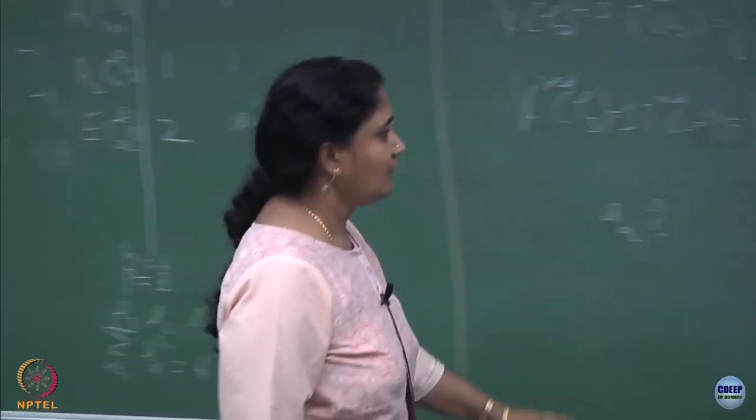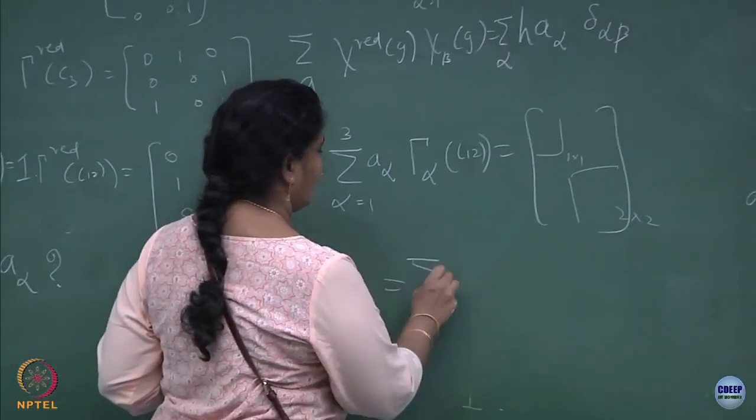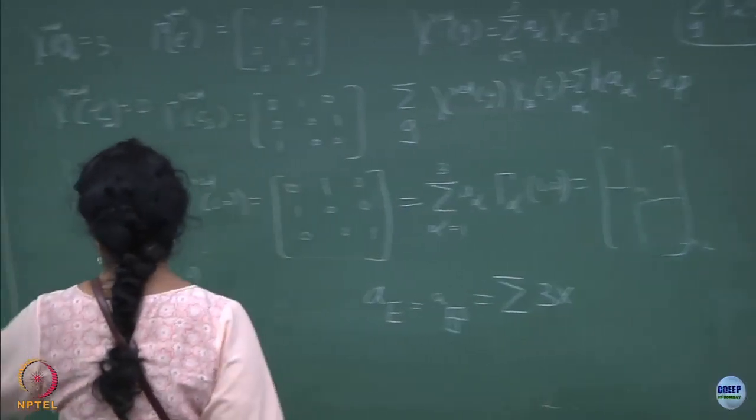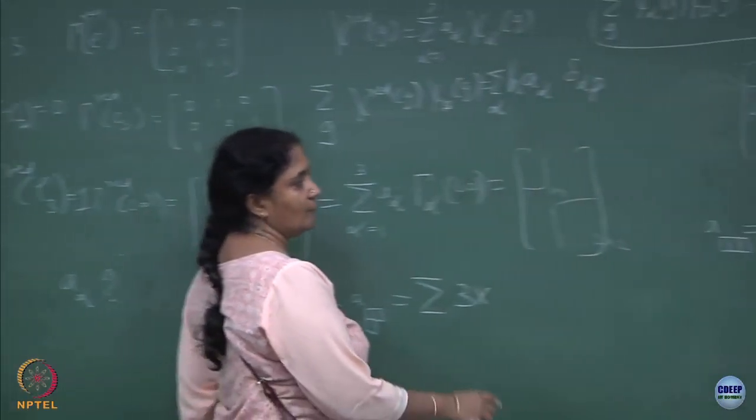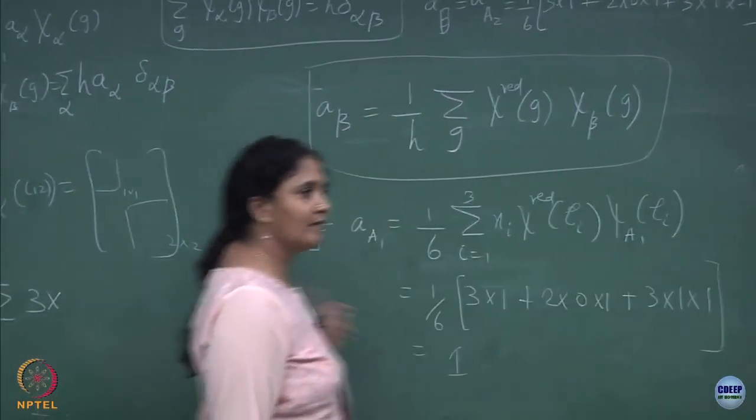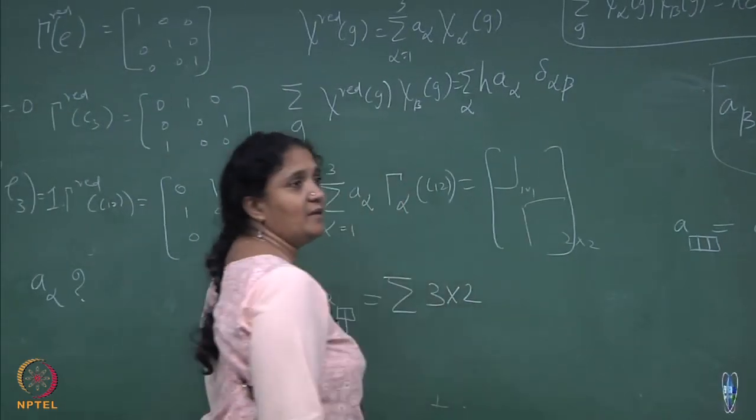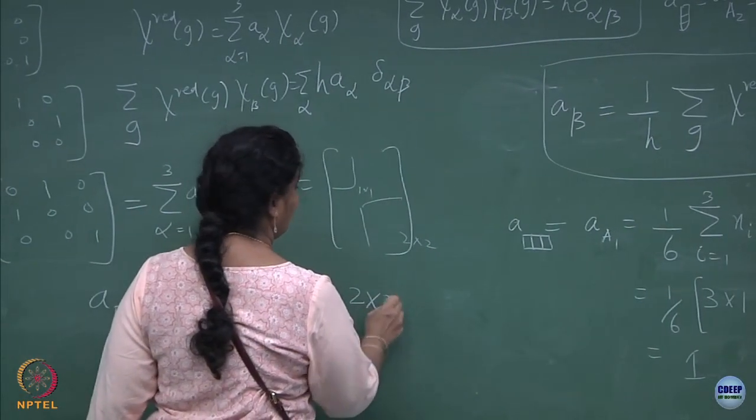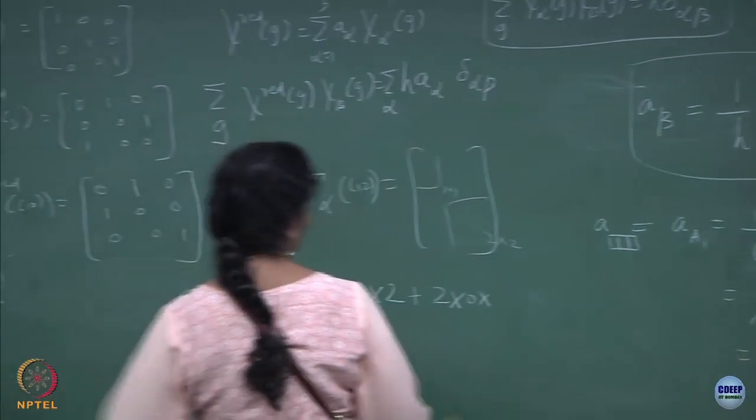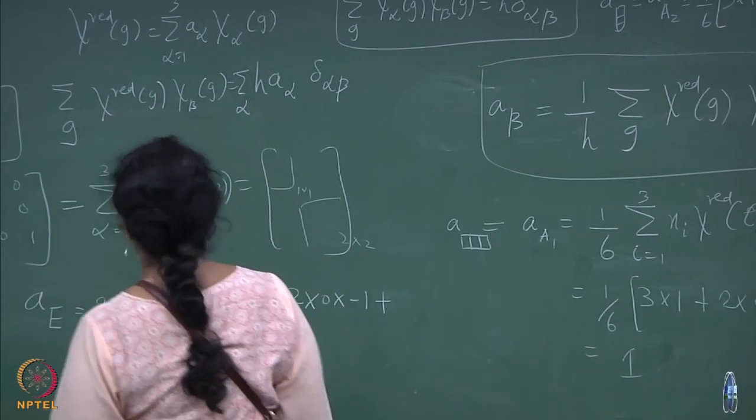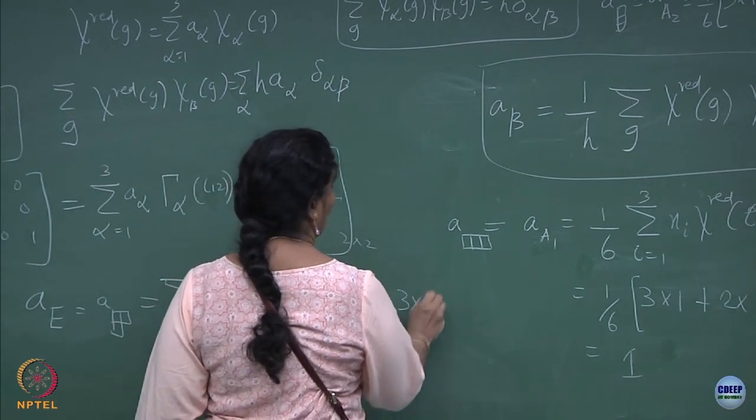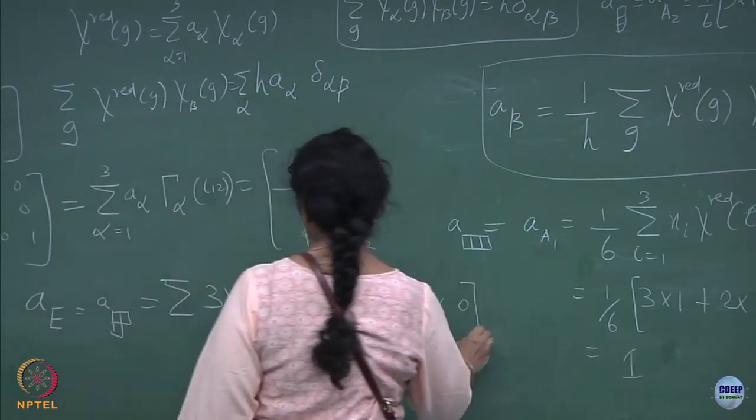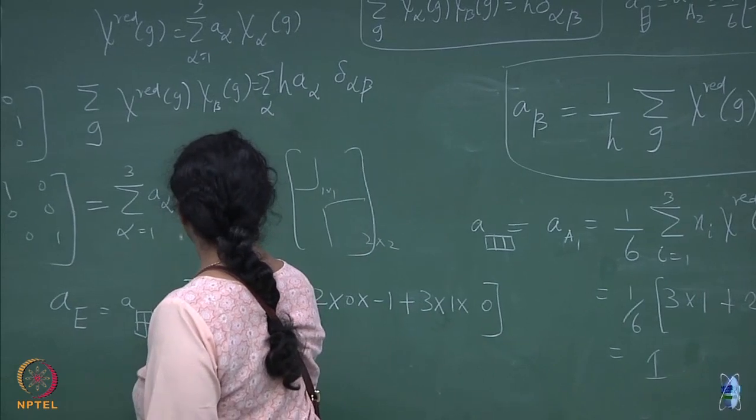Okay. So, can you work it out, this one? This will be 3 into E is 2, character of that is 2, right? E character is 2. Are you all with me? And then 2 into 0 into character is minus 1. And 3 into 1 into character is 0. What happens? 1 over 6.